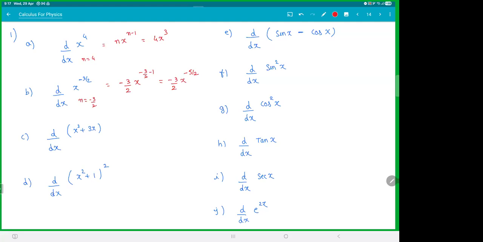If someone didn't get something here or anywhere, please ask. You can always unmute and ask. Don't hesitate, get it cleared. This one is looking like f of x plus g of x. The identity is the second one. So I can write this thing as d by dx of x square plus d by dx of 3x.